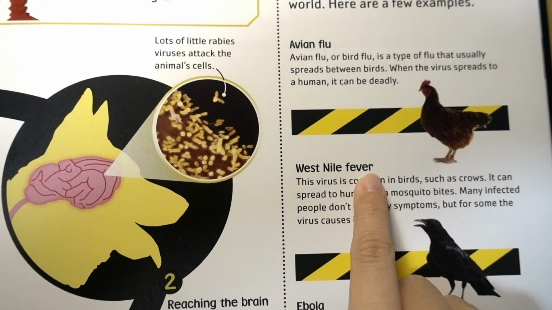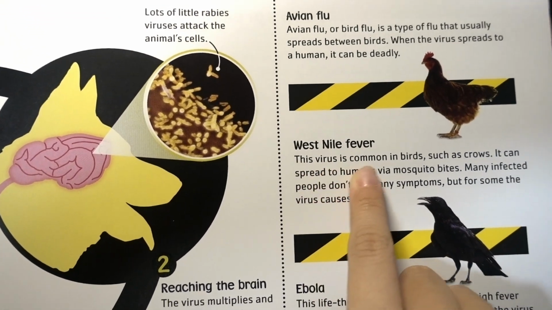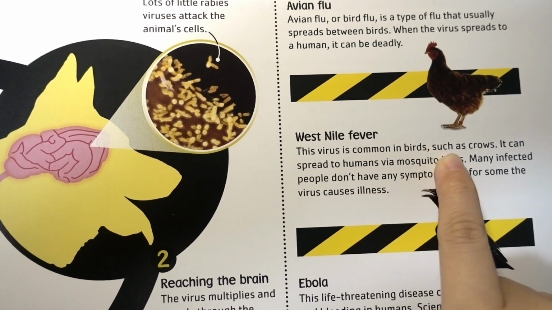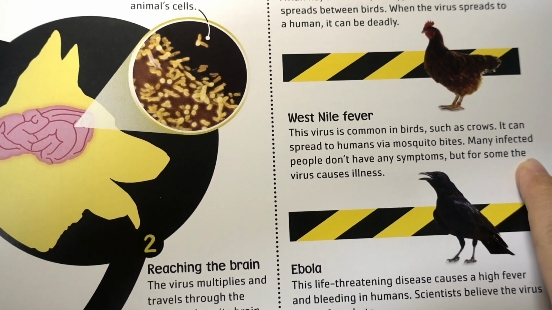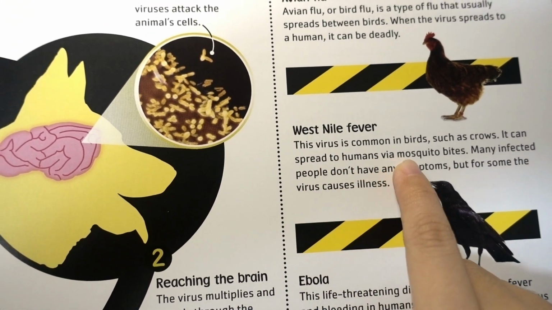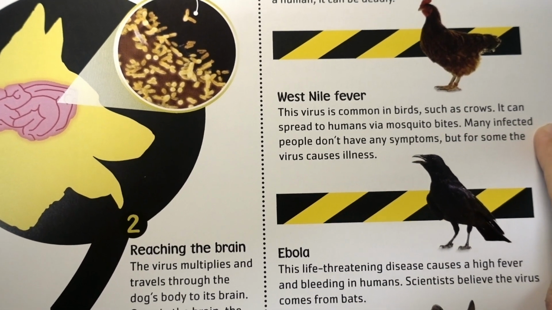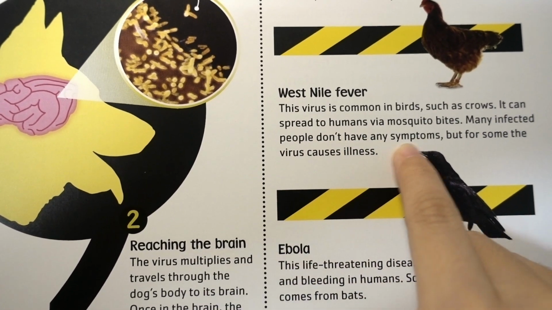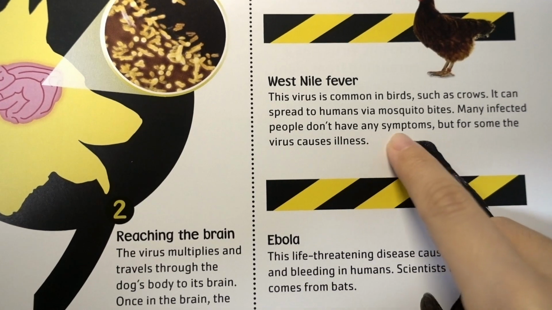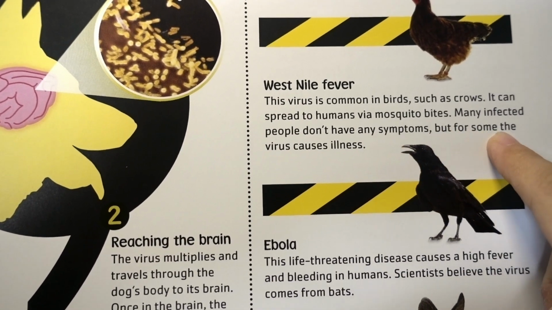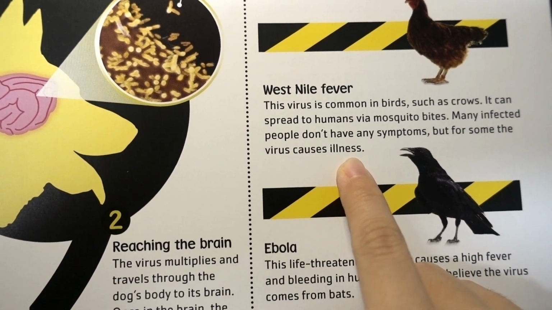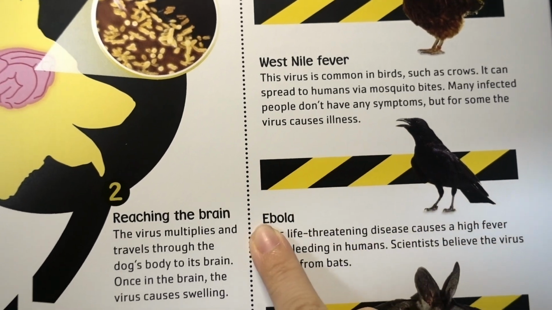West Nile fever. This virus is common in birds such as crows. It can spread to humans via mosquito bites. Many infected people don't have any symptoms, but for some, the virus causes illness.